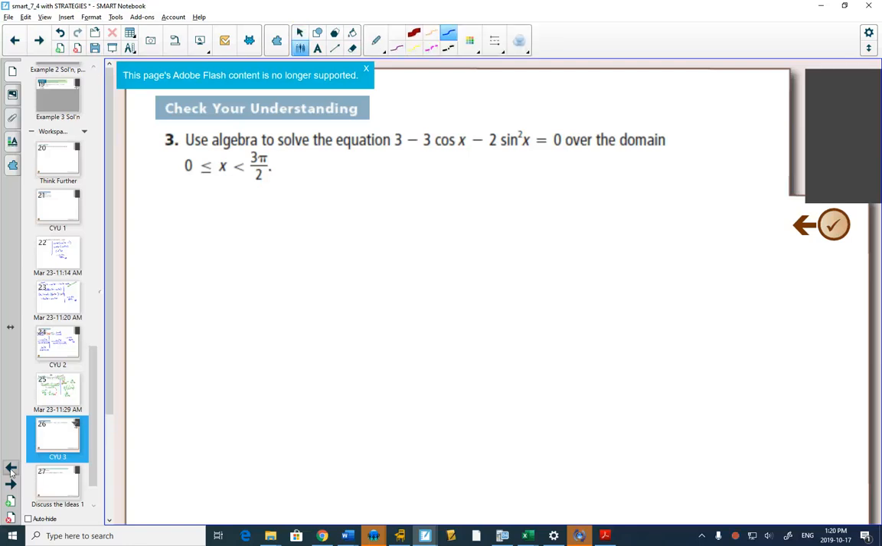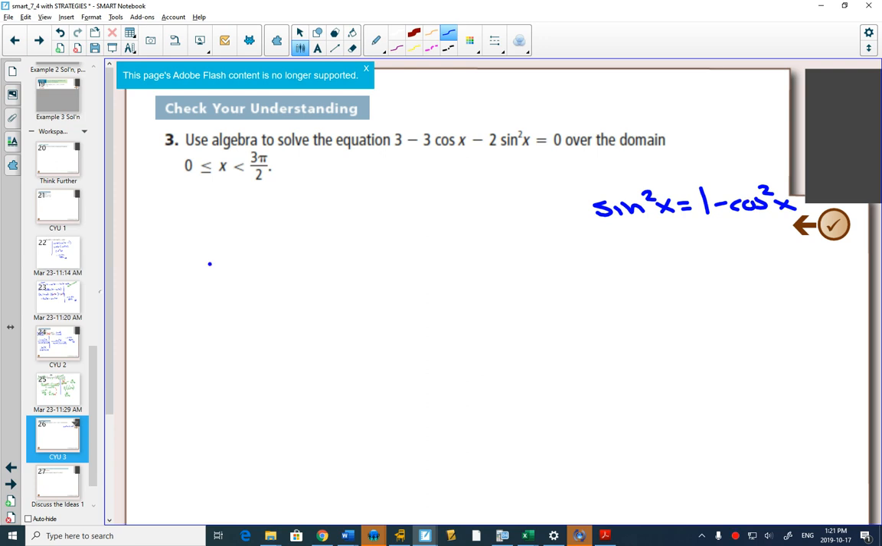Again, it says use algebra to solve this equation. Again, our equation has a cos and a sine. So we have to think, is there a way that we could write this with only one trig function? And here we can use the big idea, sine squared plus cos squared equals 1. So sine squared is equal to 1 minus cos squared.